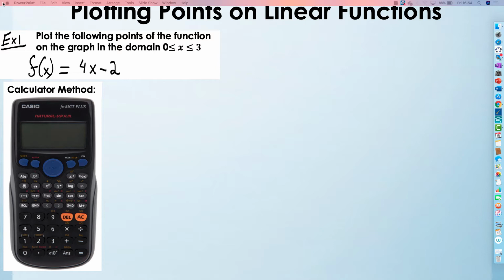The Sharp, I think you might be able to do it, but until you get a Casio calculator, this does not work, especially when you move into the higher level. So, first things first. Hit mode and then 3. So press mode, and then 3 for table.